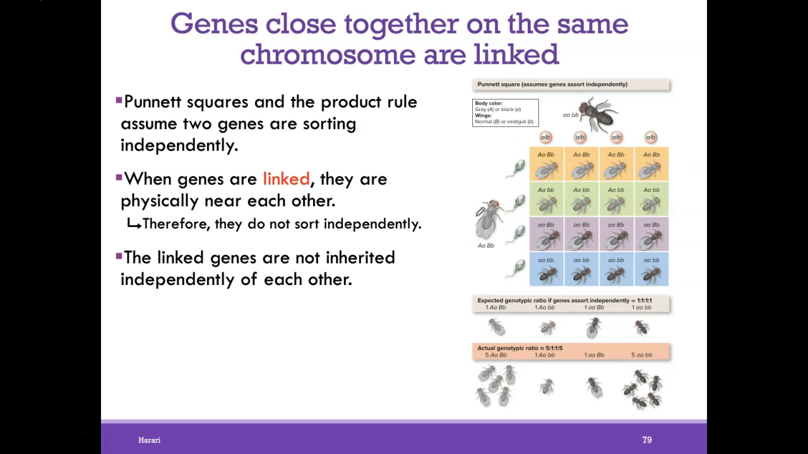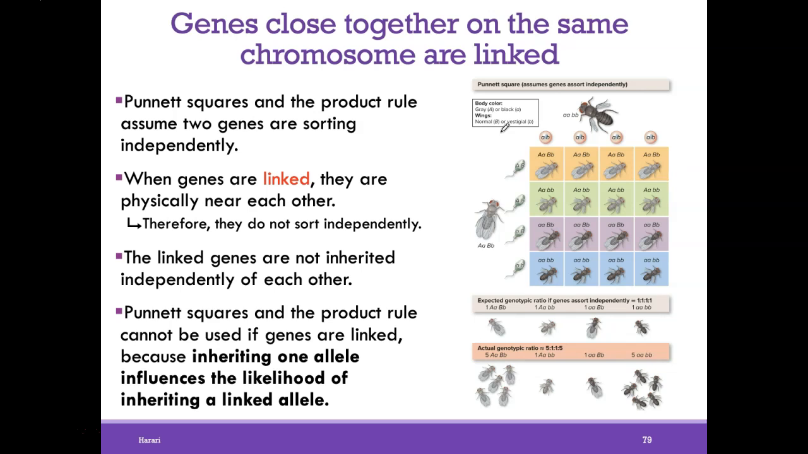Right? So when you had a gray body, you were more likely to have normal wings. When you had a black body, you were more likely to have vestigial wings. That means that the two genes must be very, very close together and therefore are inherited together. So Punnett squares and the product rule cannot be used if genes are linked, because inheriting one allele will influence the likelihood of inheriting a linked allele.